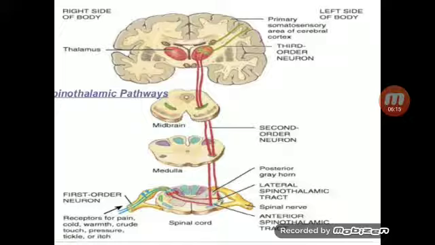Let me explain. So for crude touch, first order neuron fibers go and synapse with the second order neurons present in Rexed lamina 2, 3 or 4 in the dorsal gray horn. And this second order neuron, now in red color, crosses over eventually and goes to the contralateral side through the anterior white commissure, and from the anterior white column it moves up as the anterior spinothalamic tract.